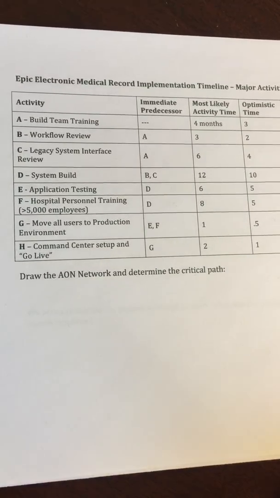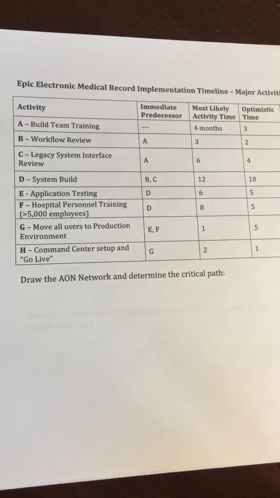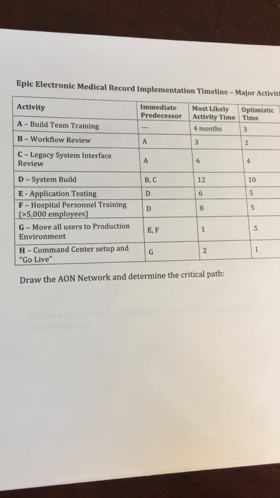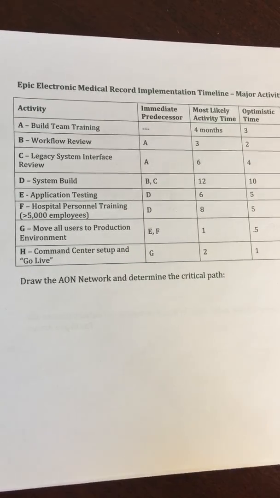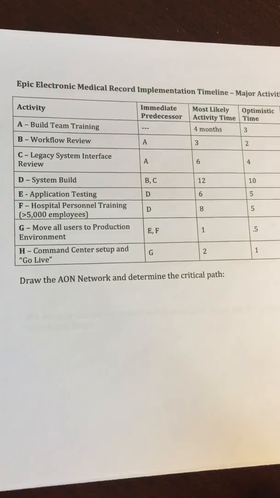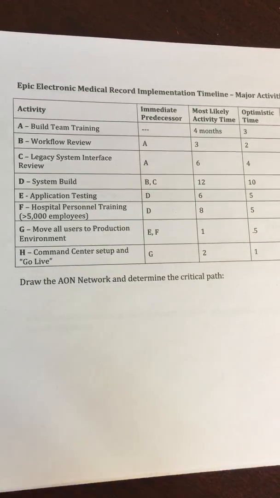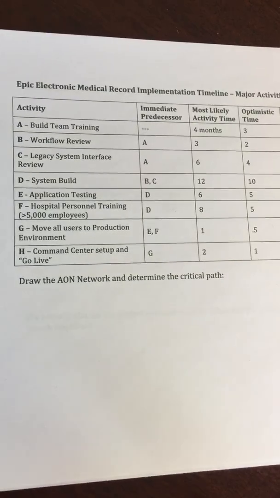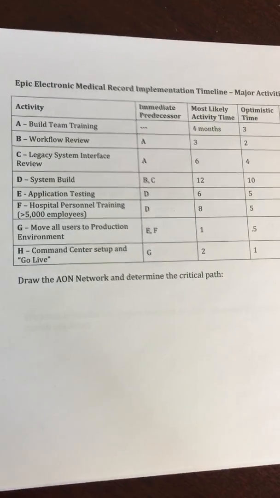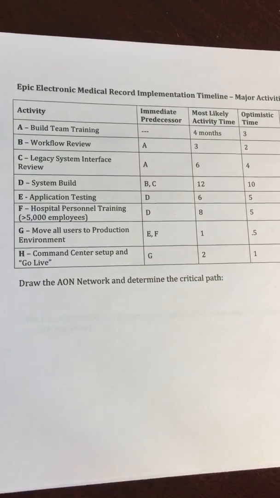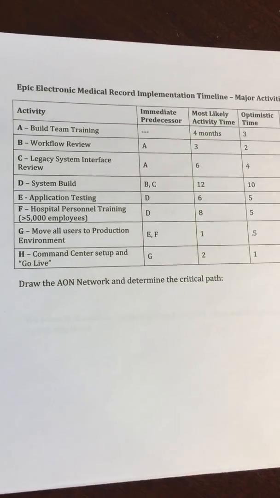I took a pretty basic snapshot of some of the major activity components, the expected, the most likely times, as well as the optimistic and pessimistic times, and basically put together this example to take you through how you would do a traditional critical path method approach to project management as well as PERT.